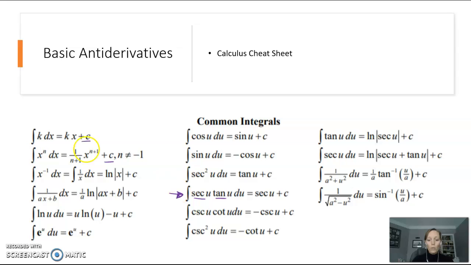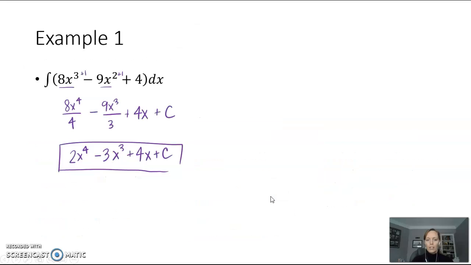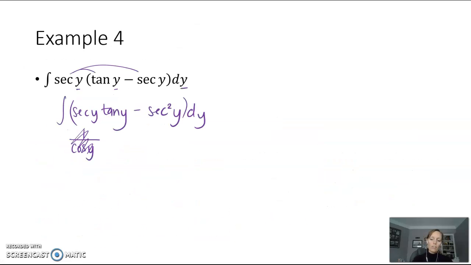So what this means here is if you derive secant of u, then you get secant u tangent u. So if you're integrating, anti-deriving secant of u tangent of u, you get secant of u. Again, knowing that relationship between derivatives and antiderivatives is important. So now that we've distributed, we've got an antiderivative here of secant of y tangent of y, which we know is just secant of y.